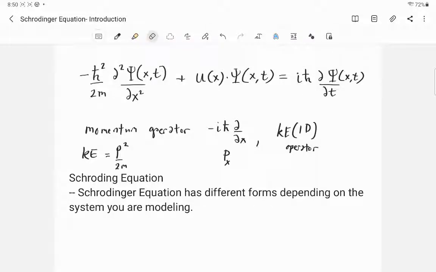Hi, this lecture is meant to introduce you to the Schrodinger equation. The Schrodinger equation is the central piece of physics that is quantum mechanics. At least, honestly, it's non-relativistic quantum mechanics.